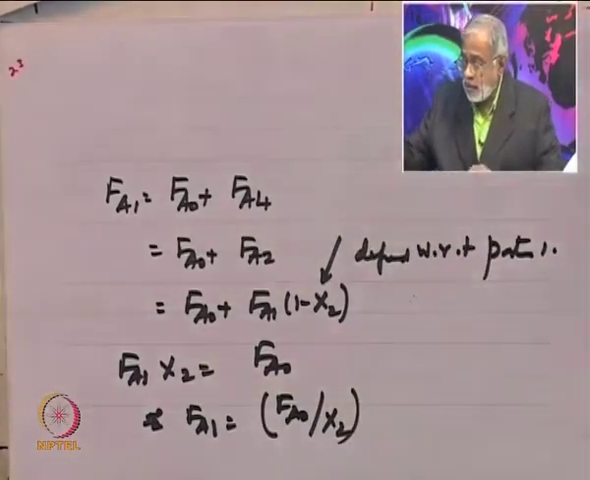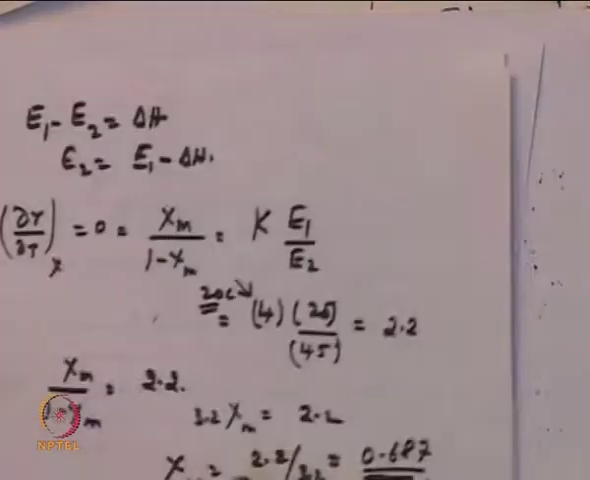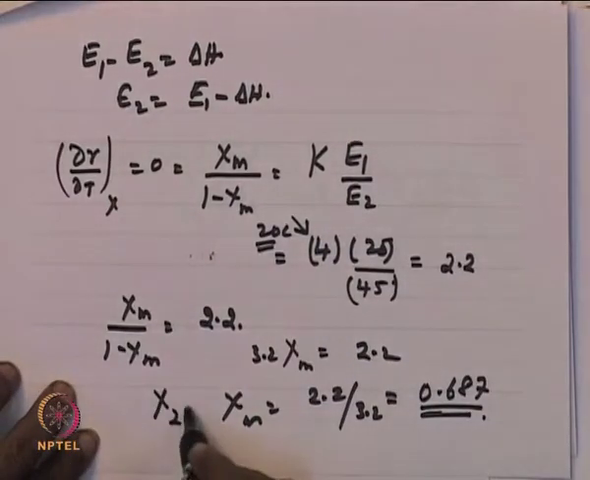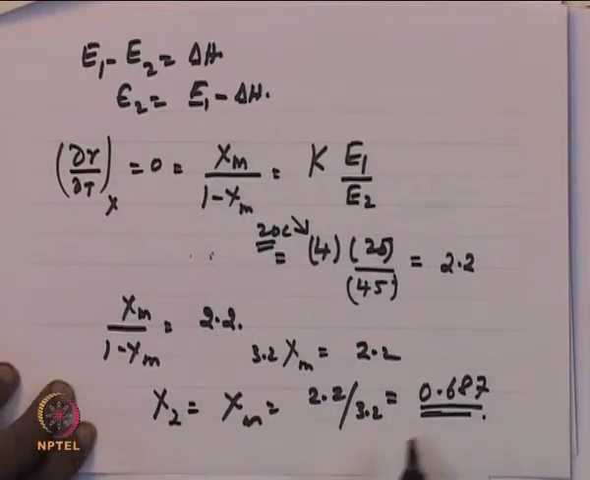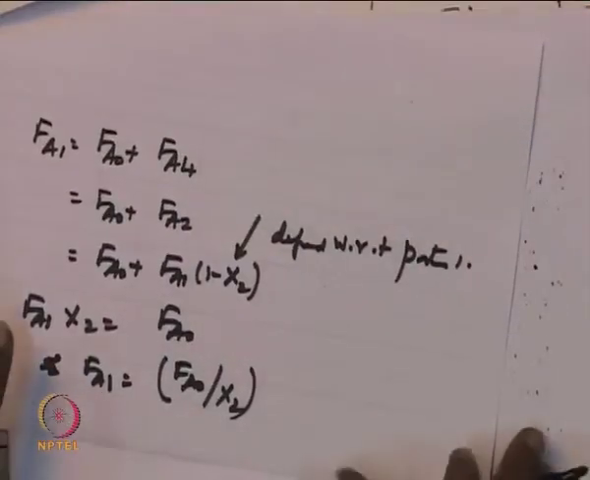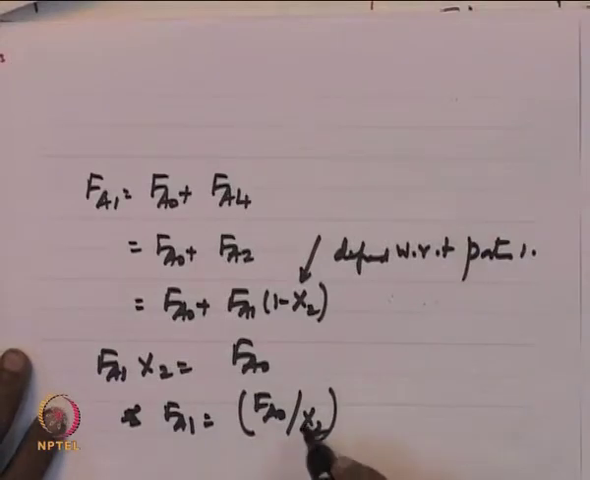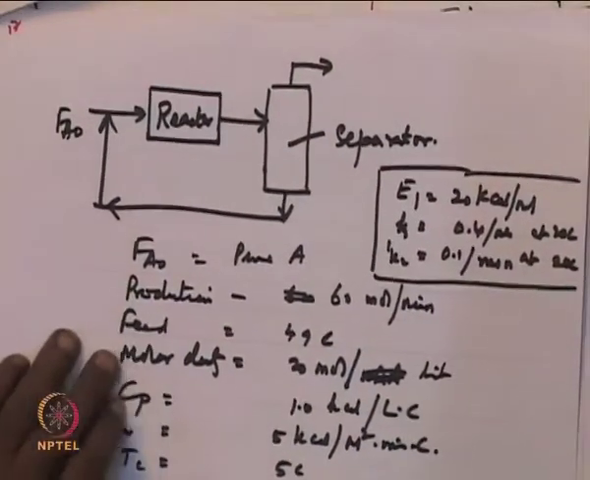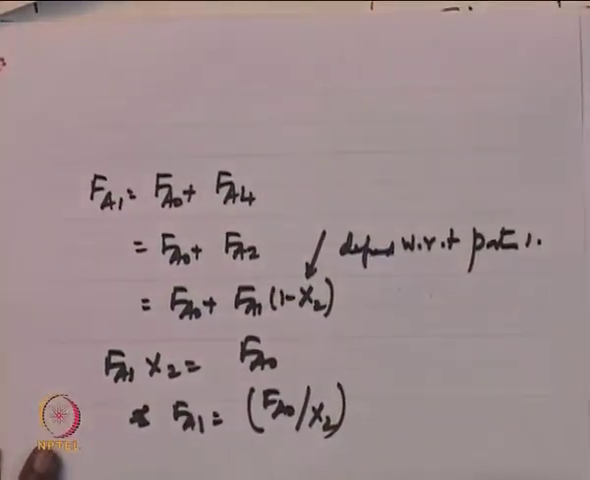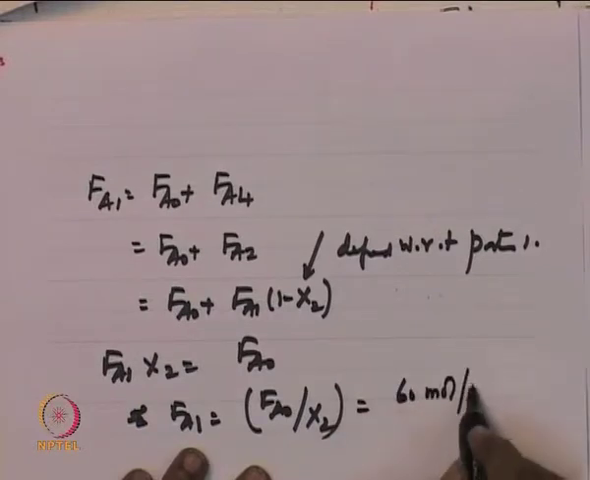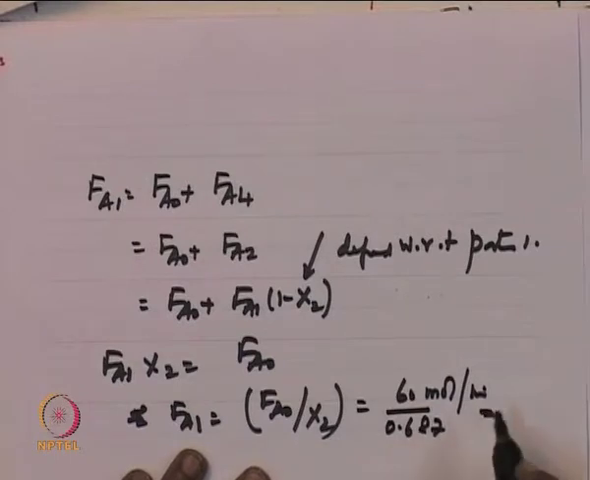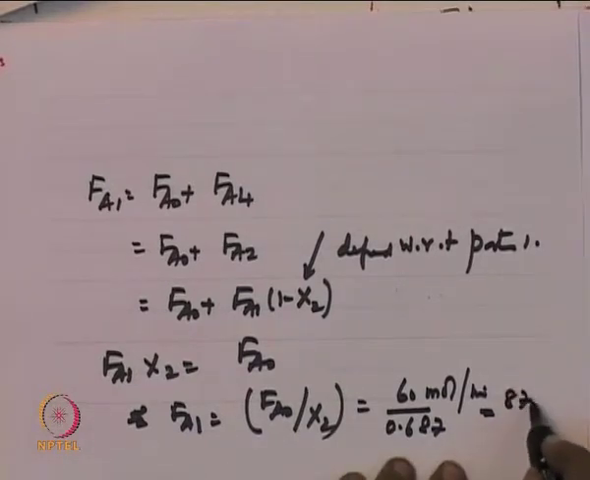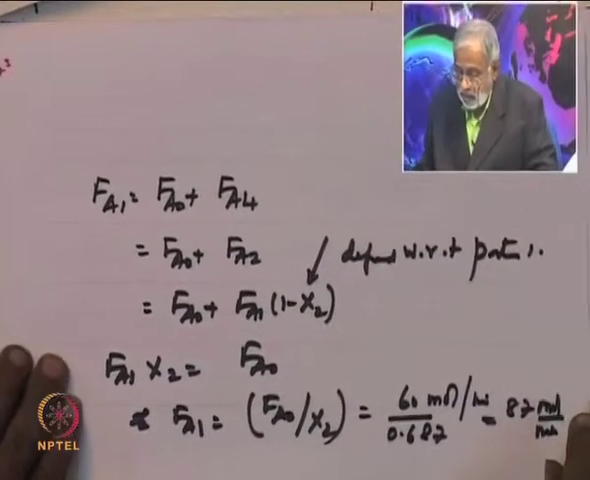Now, please just look back for a minute and recognize that X2 is defined with respect to position 1. We already said that. In other words, the value of X2 is 0.687, defined with respect to position 1. So, this is known as 0.687. Is that clear? So, if you substitute the value of X2 as 0.687, FA0 is given in our data. Production is 60 mole per minute. That's given. So this is 60 mole per minute, and X2 is 0.687. So FA1 is 60 divided by 0.687. That comes out to be 87 mole per minute. Is that clear? 87 mole per minute.